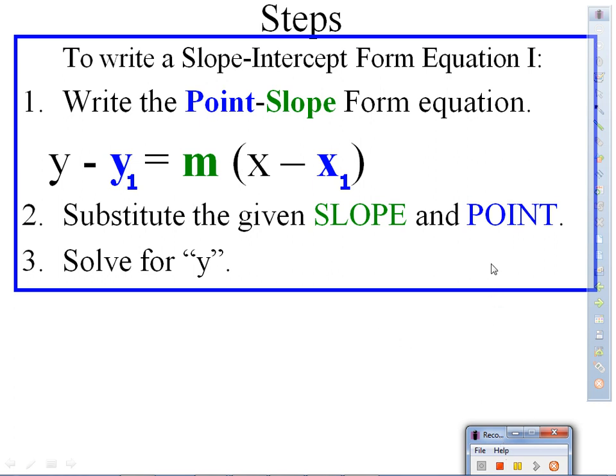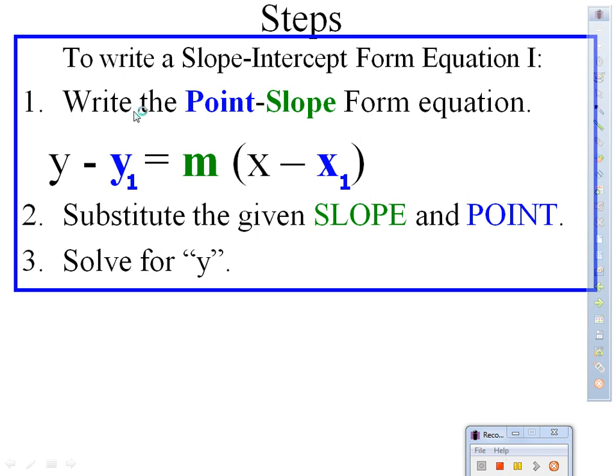So now, not to get confused with slope-intercept form, which is y equals mx plus b. That's why you need to understand which form you're working with. So slope-intercept form is y equals mx plus b. Point-slope form is y minus y1 equals m times x minus x1. Okay? So far, so good?